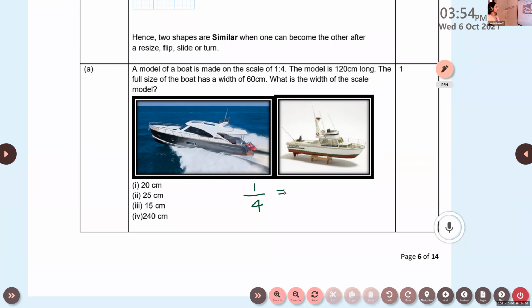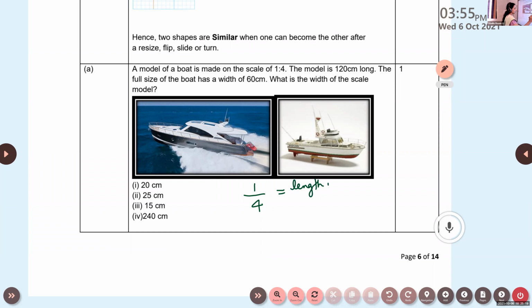We want to find the width of the scale model, isn't it? What is the formula we learned? What is the ratio? What is the formula we have learned, children? What is scale factor? Scale factor is length in image by corresponding length in object. Length in the image by length in the object. So here we want to compare the width. Here it is given the full size of the boat has a width of 60 centimeter.